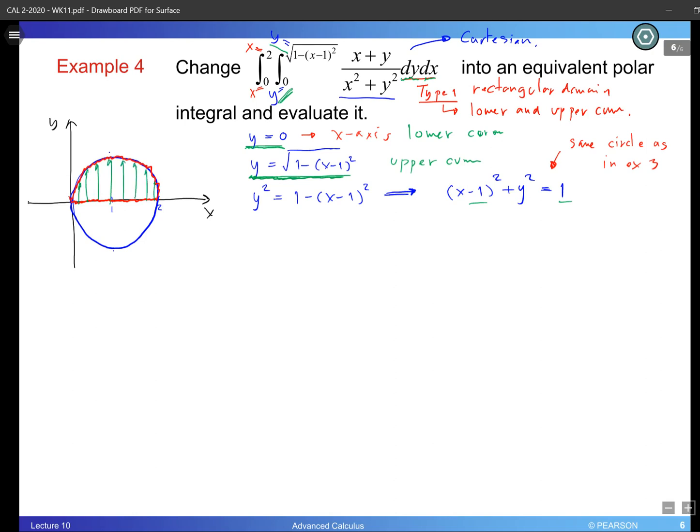Now let's take a look at the range of the x variable. X starts at 0 and ends at 2. So x starts at 0 right here and ends at 2. Okay, so this is the whole half of the circle that we need to consider. So there you go, we have this domain region in this problem. Half a circle.